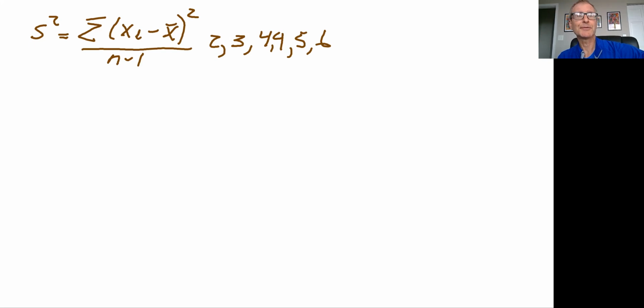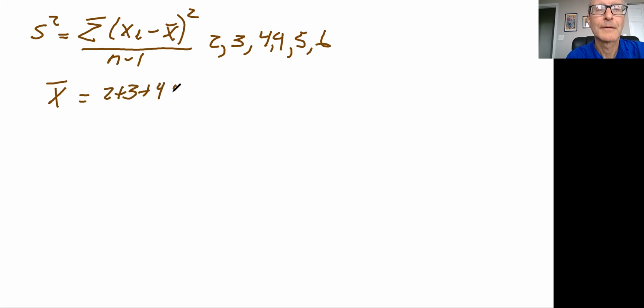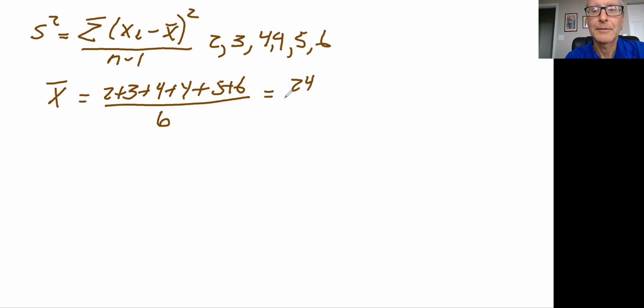And so here's how you do it by hand. The first thing you need to calculate is the mean. When you calculate the mean, you just add all these points together and you divide by n, which is 6. If you did this, you would get 24 over 6, and that would give you the number 4. So our mean is 4.